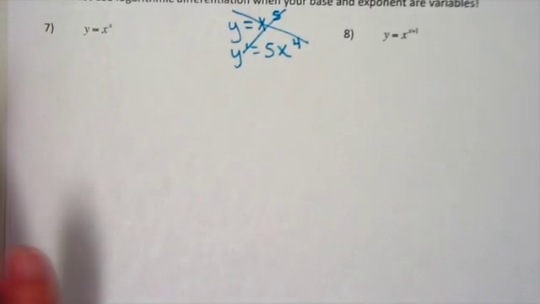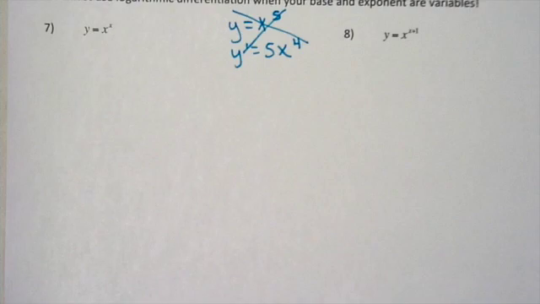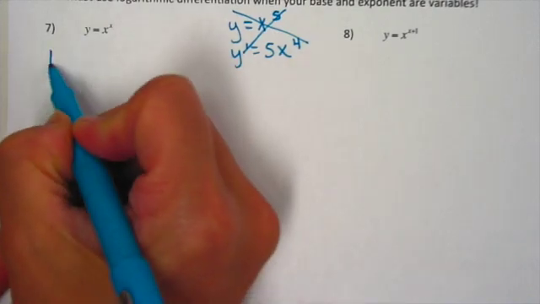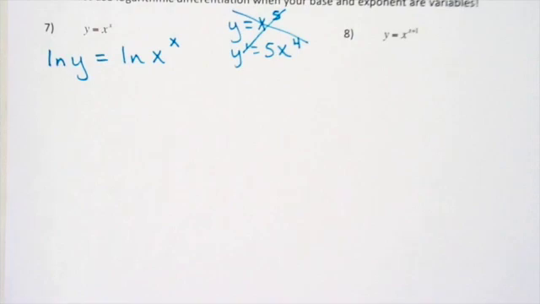There's not another rule for this, but what we're going to do is what's called logarithmic differentiation. We're going to take the log of both sides. So we can introduce logs, and we know how to take the derivatives using logs. So what I'm going to do is go ahead and take the log of both sides. Anything I do to one side, I can do to the other.